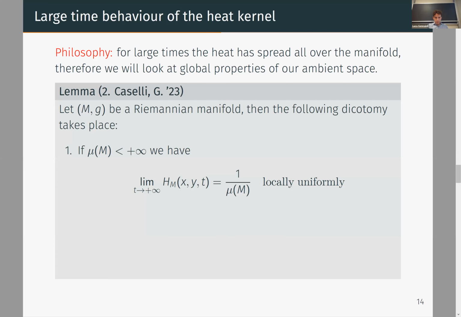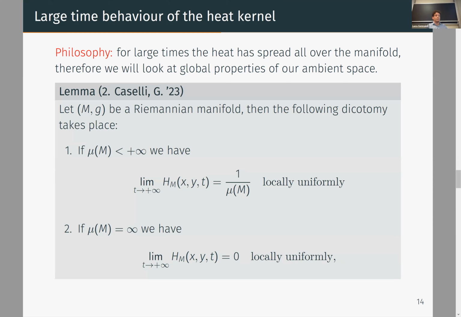So this was some preliminaries for introducing the problem of the large time behavior of the heat kernel. For large time, the heat has spread out all over the manifold, so it's not local anymore. What you expect is that it has to capture some global properties. Indeed, it's really well known in the literature that if the measure of the manifold is finite, then the heat kernel converges locally uniformly to 1 over the measure of the manifold. This is easily seen in the compact case. In general, it's more complicated.